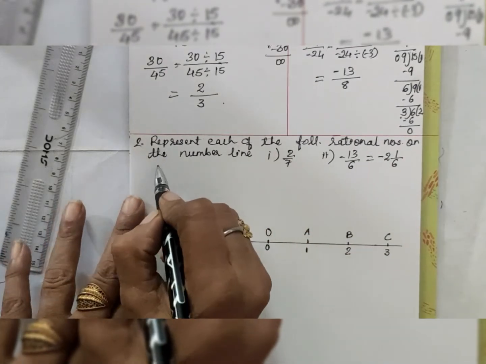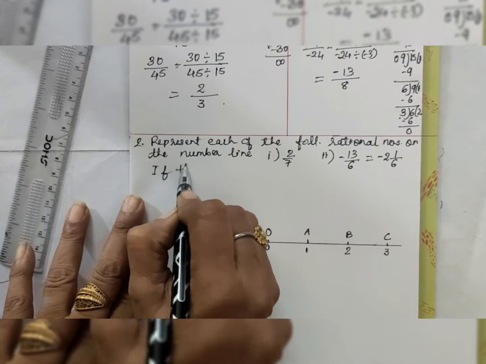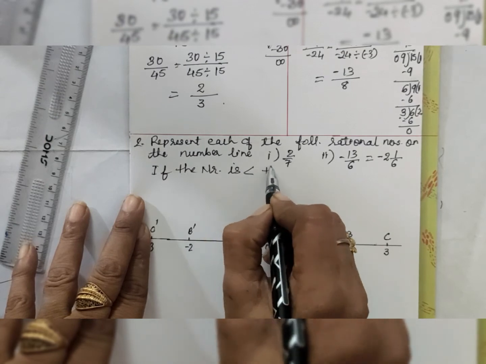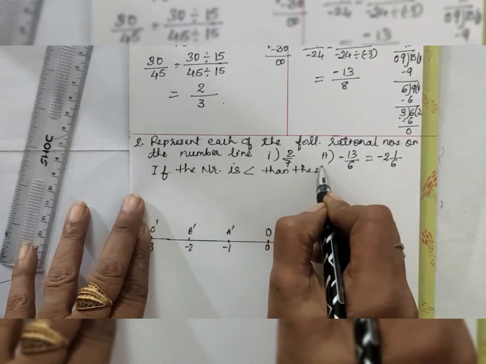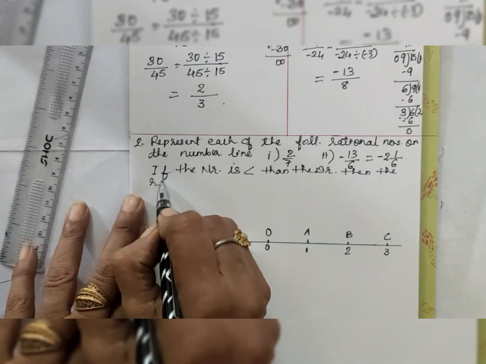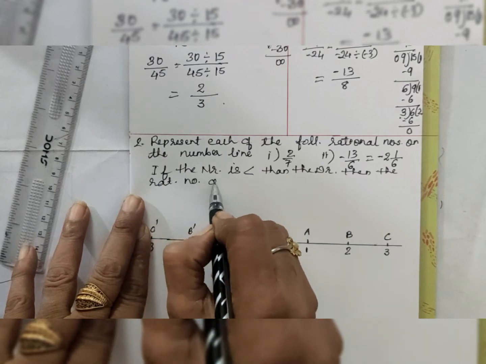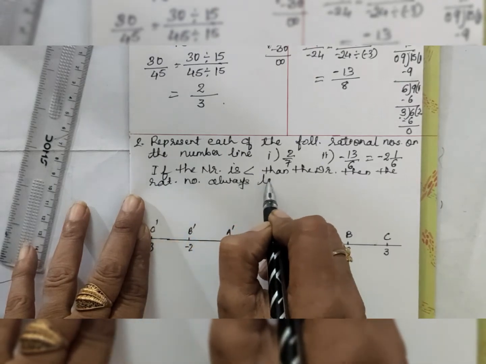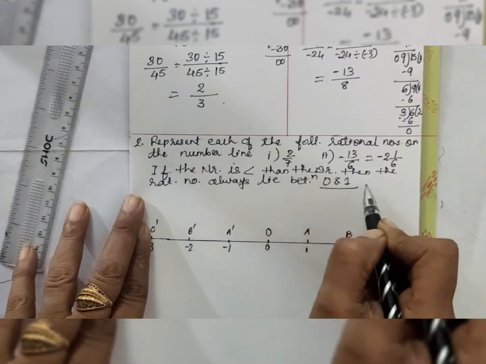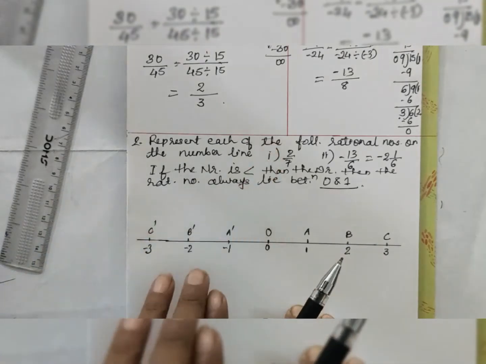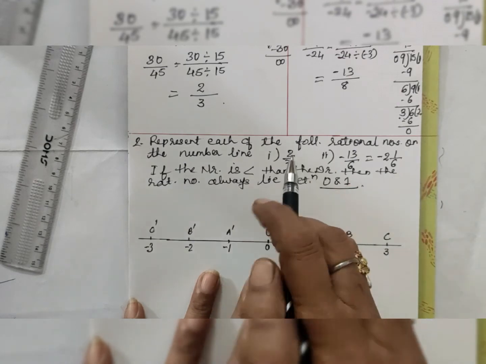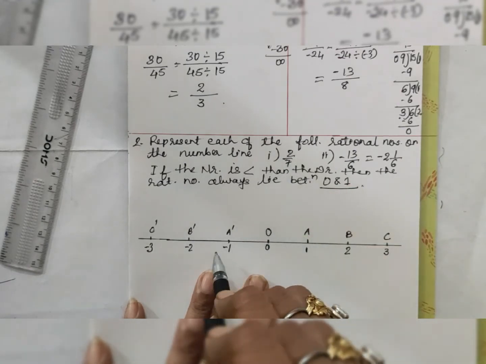So remember children, one idea I am giving you: if the numerator is smaller than the denominator, then the rational number always lies between 0 and 1, this you remember. So if your numerator is smaller than the denominator, that rational number will always lie between 0 and 1. If it is negative, then it will lie between 0 and minus 1.